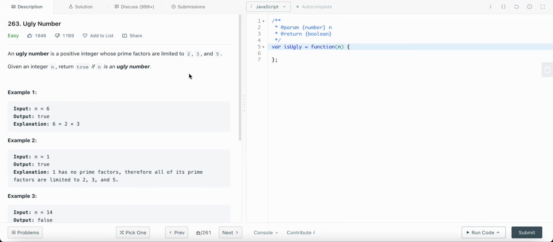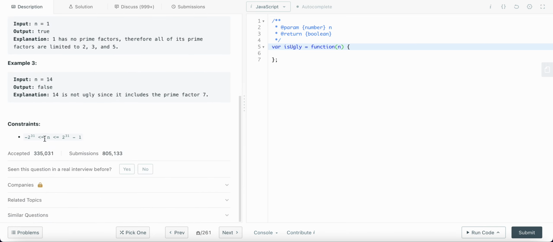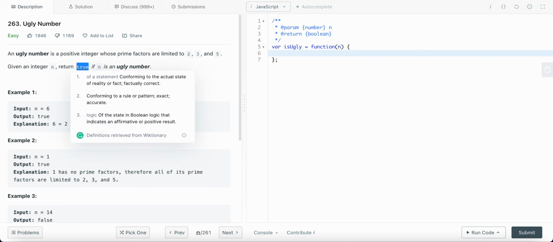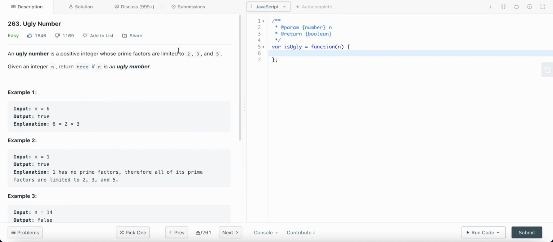So for n, the value could range from negative to positive, right? And here we are given that an ugly number is only positive, so from this we know that if the number is negative we are going to return false. If it is positive we are going to see if the prime factors are only limited to 2, 3 and 5. If yes, then we are going to return true, else we are going to return false.